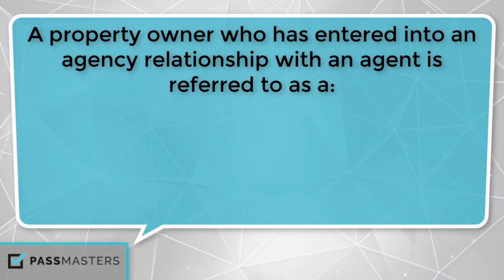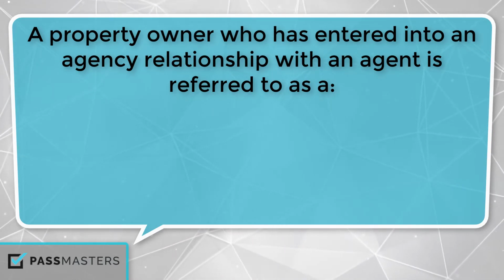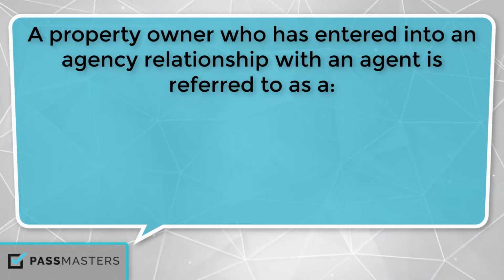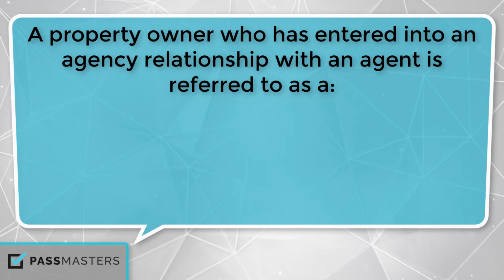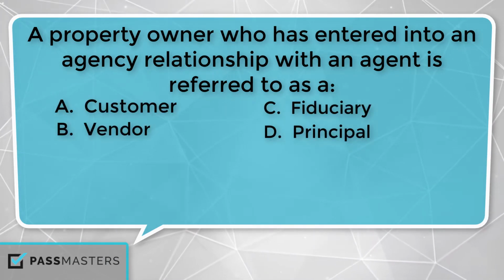Okay, so that's a lot of stuff that we covered there. But let's take a look at an example of a similar question that you might see on your state exam. And this is really where we're putting our knowledge to the test here. So let's take a look at this question. A property owner who has entered into an agency relationship with an agent is referred to as a. So definition based. You have a lot of these on the test. So as I said, you've got to know this. Property owner, okay, who has entered into an agency relationship with an agent is referred to as a.